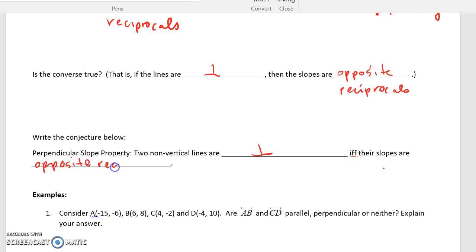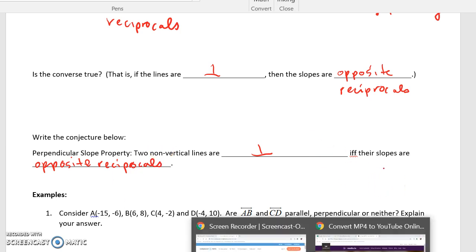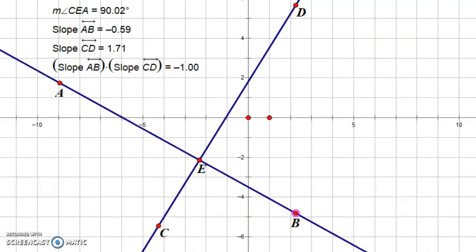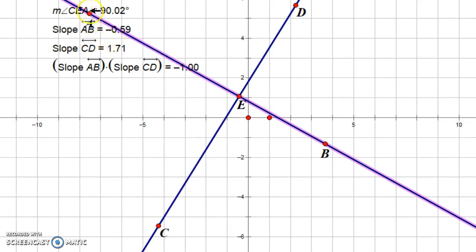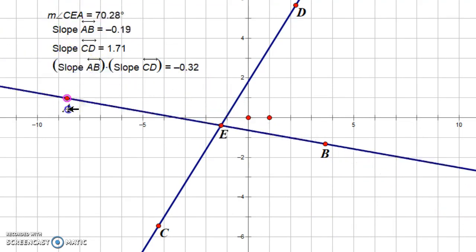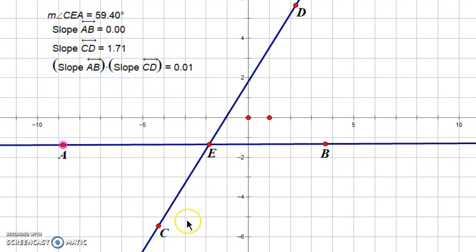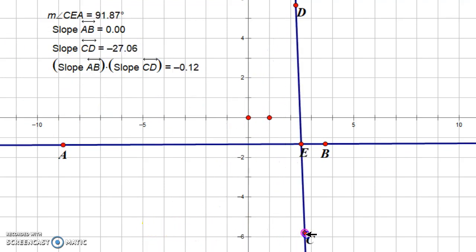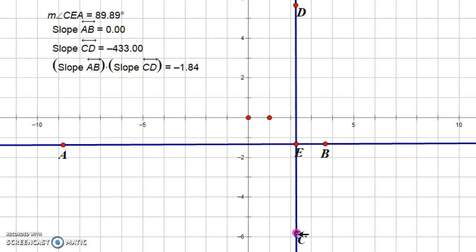The reason why we can't have vertical lines for this property to work, it's not that vertical lines won't produce a perpendicular. Of course, horizontal and vertical lines are perpendicular. If I can maybe take a look at that. Oops. So here's a horizontal line. It has a slope of 0. What do we know about the slope of a perpendicular line? It's undefined, right? Well, it should be. I guess it's not here.